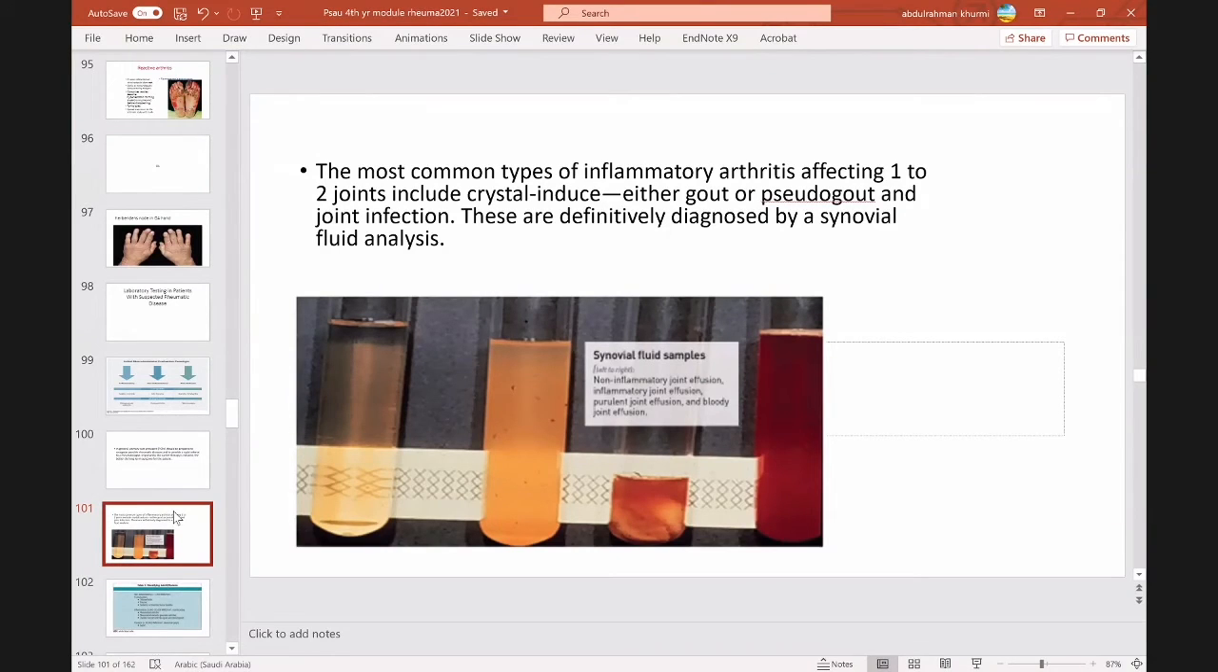For example, if a patient comes to you with knee swelling, tenderness, pain, and fever, then you need to do synovial fluid analysis. Why? To rule out septic joint. The other differential of septic joint is gouty arthritis, because it also comes as monoarthritis and causes inflammation. Right, guys? Right.